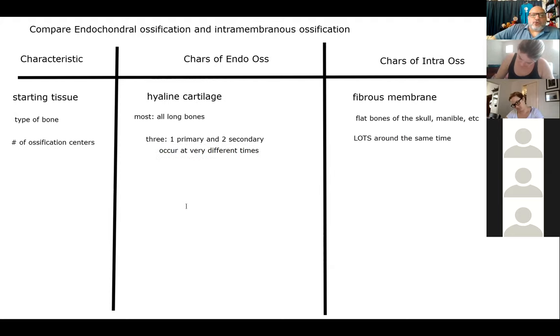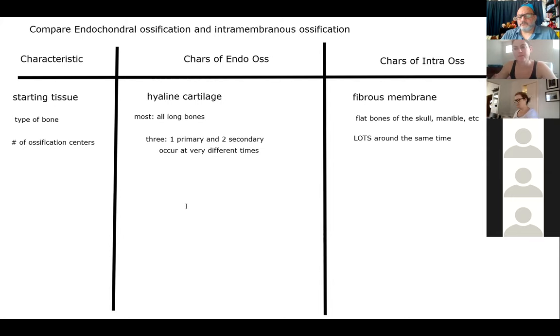I can think of two more really big ones. Could we say that the organizing structure is different? Remember, the organizing structures are different in compact bone and spongy bone. But remember, both of these bone formation types make compact bone and spongy bone. So that's a great way to describe a difference between spongy bone and compact bone, which is another great essay question, but it wasn't necessarily relevant to this one.